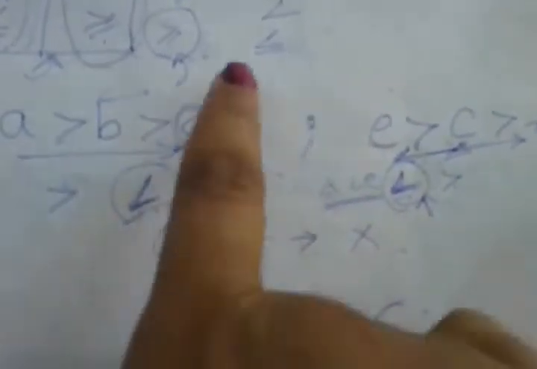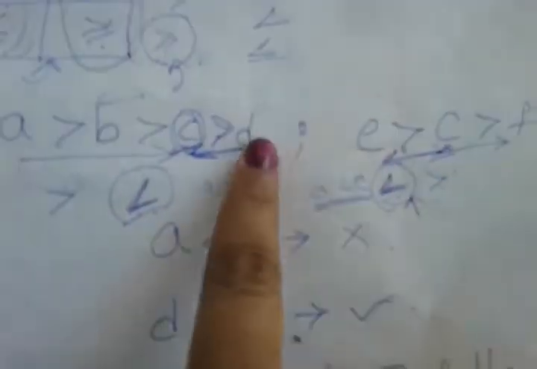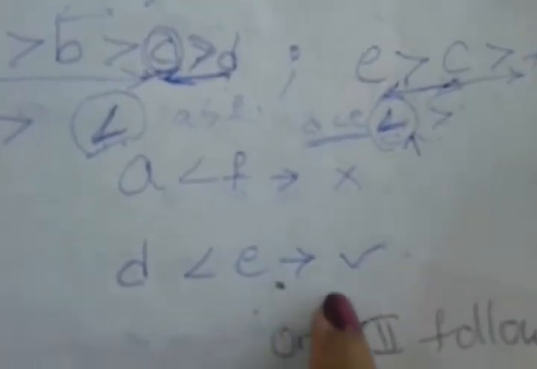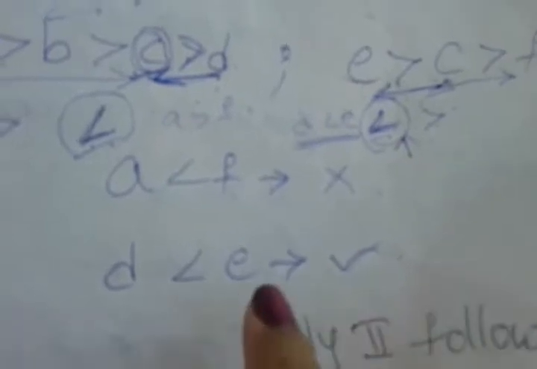Okay, greater than opposite less than, greater than opposite less than, so two less thans, so obviously D is less than E, so it's correct. So D is less than E, they have asked us, it's correct. So only 2 follows as my answer.